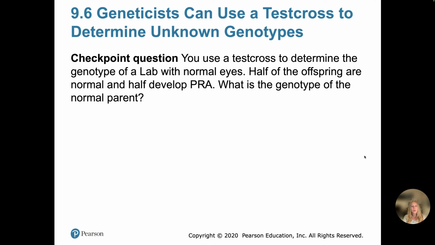So instead of looking at coat color, we are just looking at eyes now. We have a lab with normal eyes. We don't know if that lab is capital N capital N or a heterozygote, capital N lowercase n. We're going to do a test cross, which means we'll cross it with a homozygous recessive, so a lowercase n dog that is blind. And we end up with half the puppies that are normal and half have PRA. Based on that, we know that the parent has to be heterozygous or else none of the puppies would have developed PRA, because if the normal parent was capital N, all the puppies would not have the chance to develop PRA.